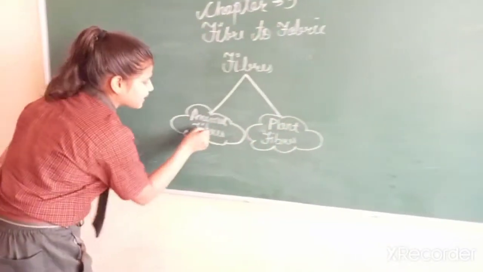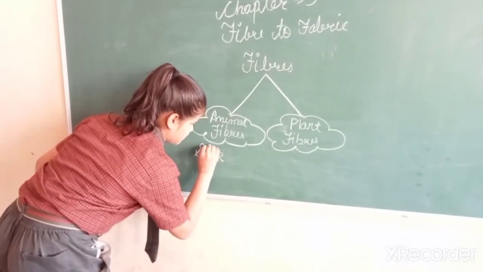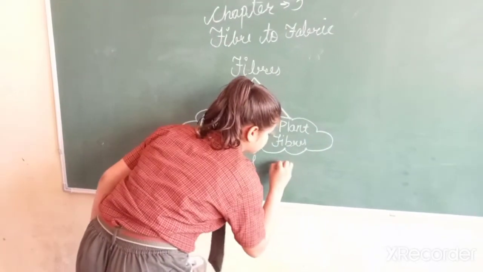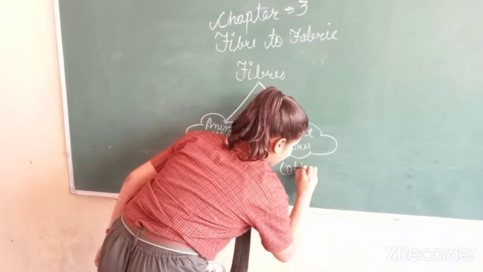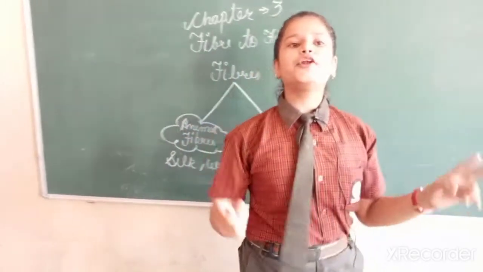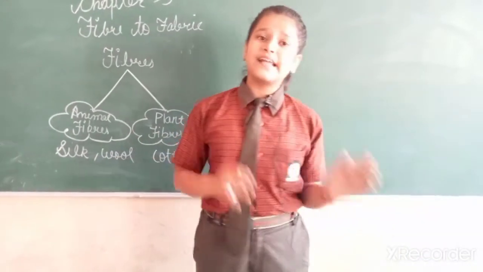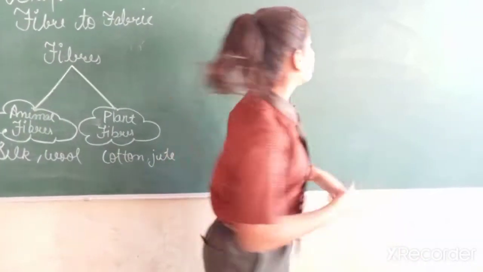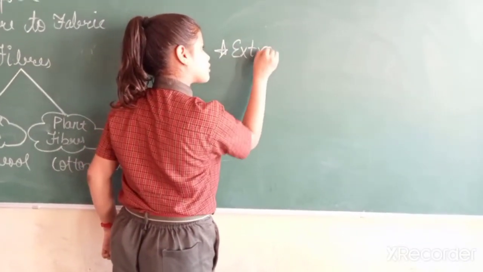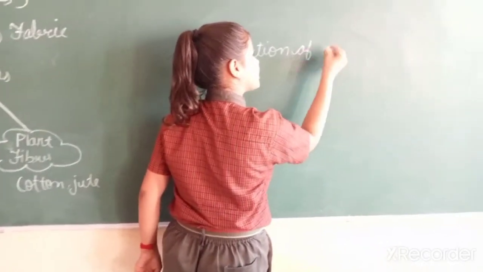Now, example of animal fiber: silk and wool. An example of plant fibers: cotton and jute. Now we will learn two processes. First is how we extract wool from sheep, and second is life cycle of silkworm. First is extraction of wool from sheep.